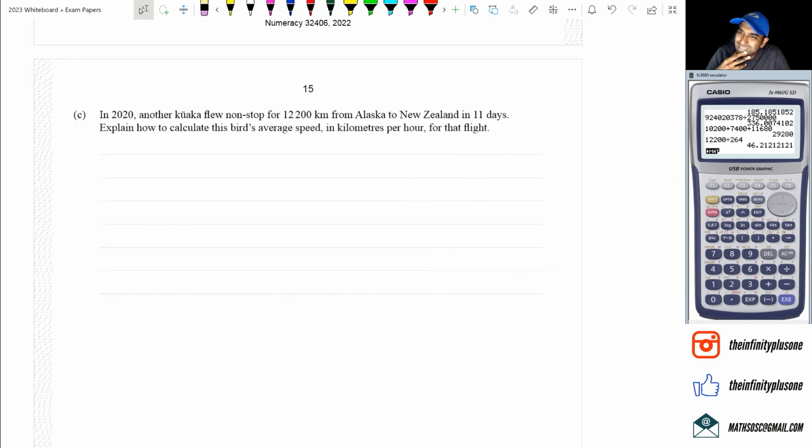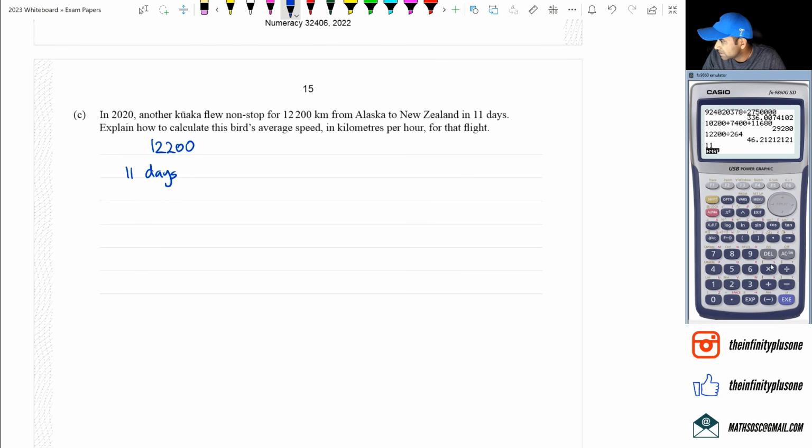With this question, I had a quick look at the answer schedule to see if I was on the right track, and I'm not sure why they've used 11,680. The way I thought it was, they've given us the distance here, which is 12,200, unless I'm missing something in that diagram. This bird flew 12,200 kilometers in 11 days. So we want to know how many hours there are in 11 days. We're going to do 11 times 24, which gives me 264 hours.